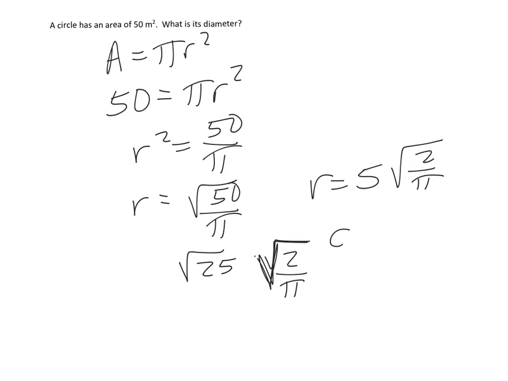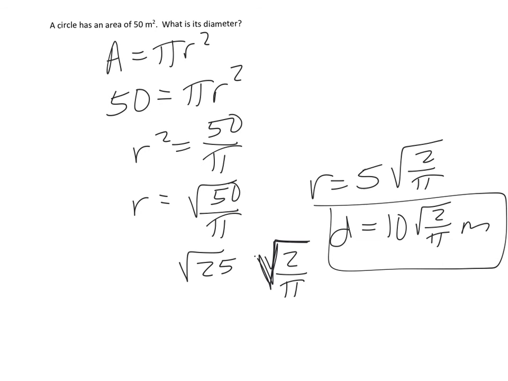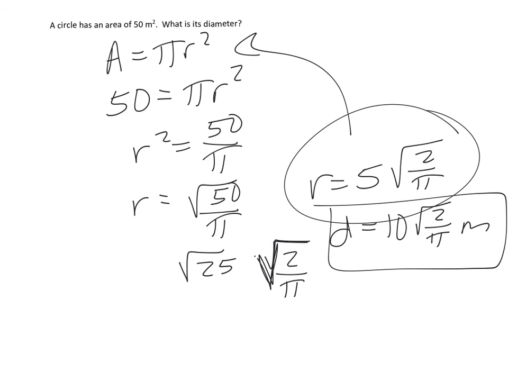And that means the diameter would just be double that, so it would be 10 times the square root of 2 over pi meters. And that is pretty much it. So it's just really playing with this formula. It's very similar to the circumference. Just be careful. And if you're ever not sure, you can always plug this answer back into the original equation and see if it works out. It's always a good way to test and see that everything makes sense.